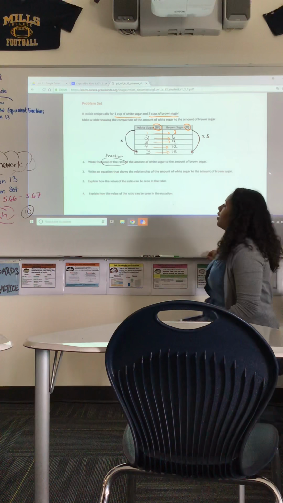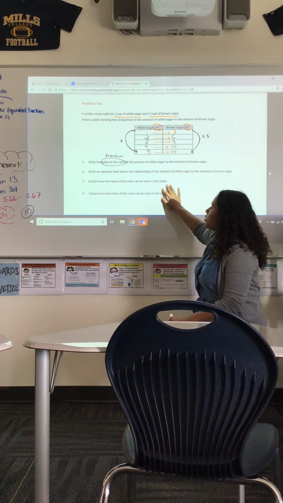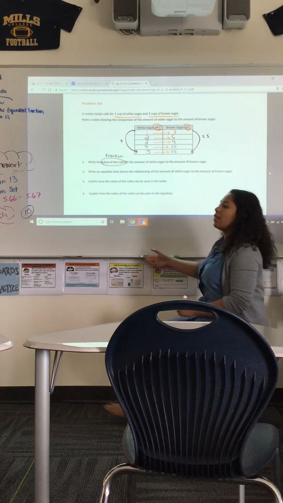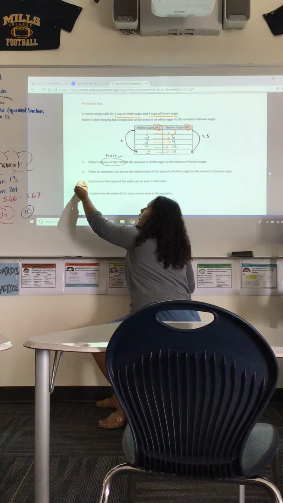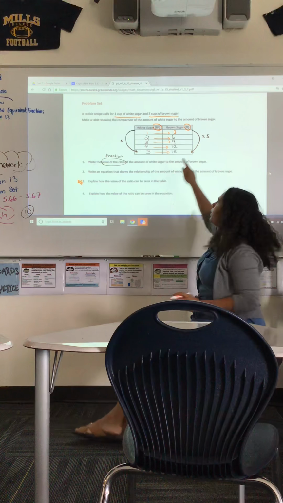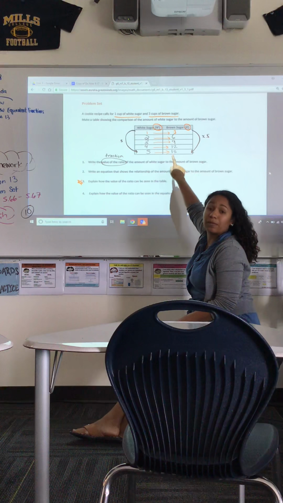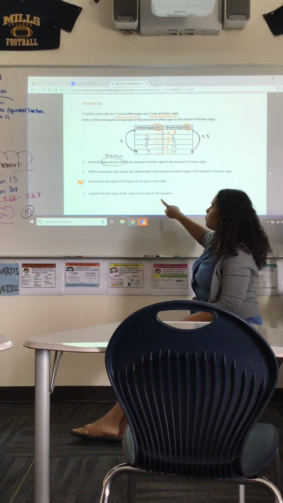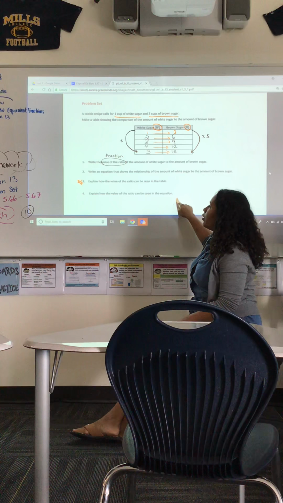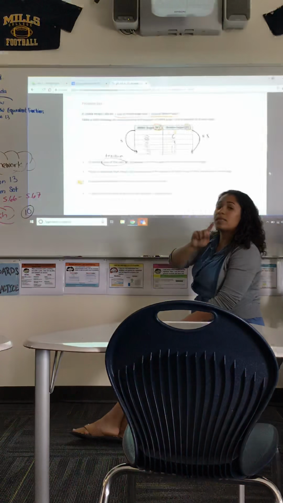Next, explain how the value of a ratio can be seen on a table. This one, I think you can figure out. You need to be able to explain the relationship between ratios and the value of a ratio. Last but not least, explain how the value of a ratio can be seen in the equation. And that one's a challenge problem.